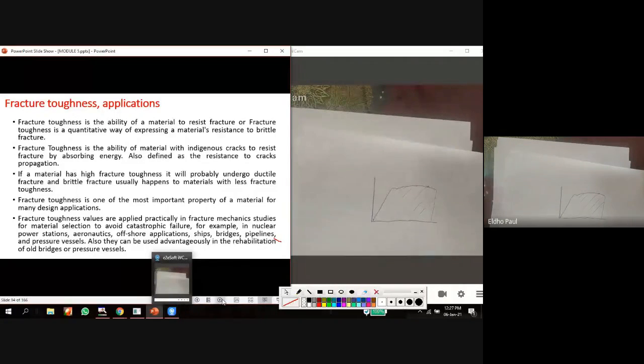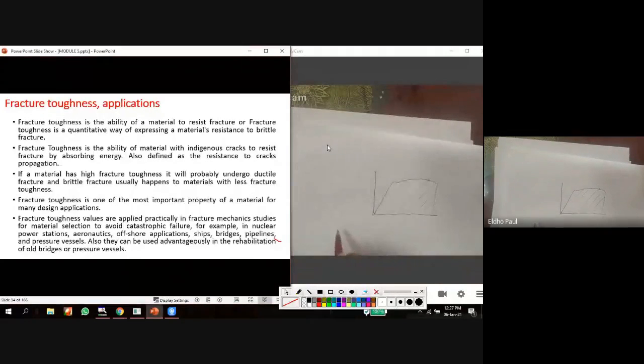But there is another toughness that is called fracture toughness. What is fracture toughness? What is the difference between ordinary toughness and fracture toughness? Fracture toughness is the ability of a material with inherent cracks to resist fracture by absorbing energy. It also defines the resistance to crack propagation. That is fracture toughness.